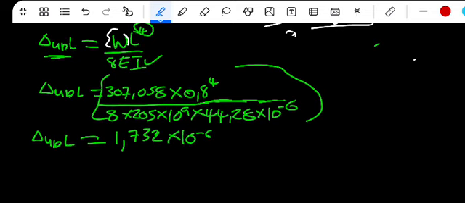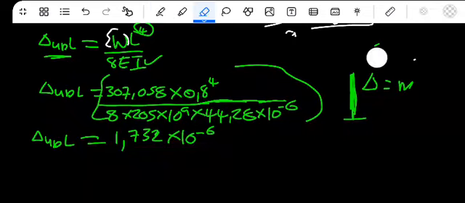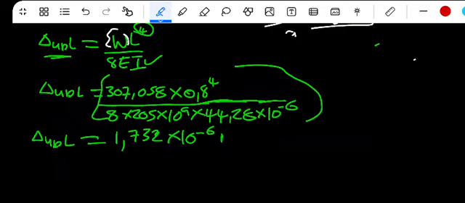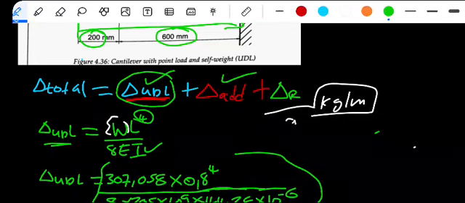Deflection is simply a change. It's a vertical change of length, but it's a bending, so it will be in meters. It's measured in meters. So it's due to the UDL only. From our formula, we are done with this part. Let's go to this additional part as we did.